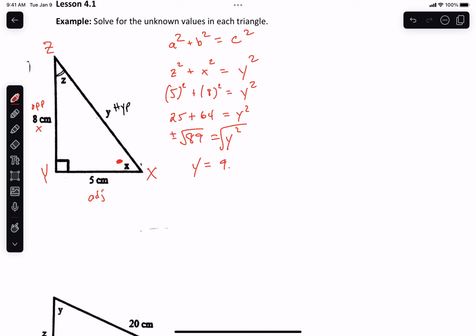Is that right? 9.43 what? Centimeters squared? Which one is it? Just centimeters, so it's a length. It's a measurement of length. Centimeters squared would be a measurement of area. And what's centimeters cubed? It's volume, because it's 3-dimensional.